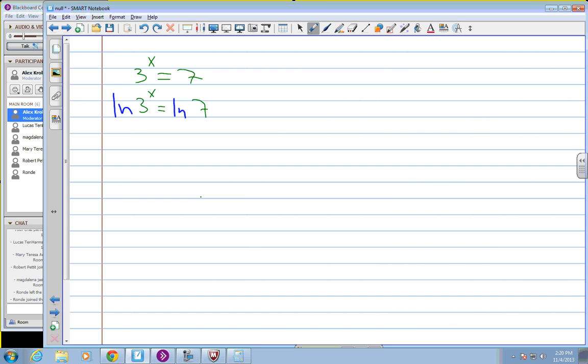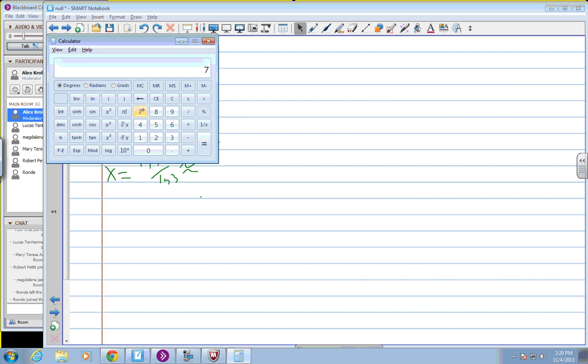Then by the power rule, that exponent just comes down. I can take this exponent and put it in front of the log, so this is x times natural log of 3 equals natural log of 7. Now it's a linear equation. I can solve for x. x equals ln of 7 over ln of 3. And I can plug it into my calculator.